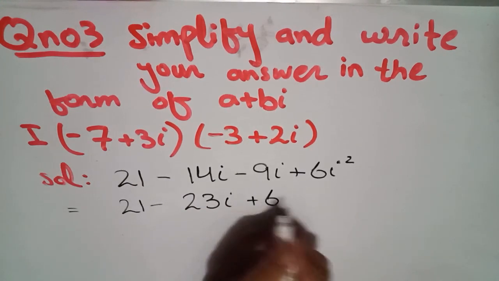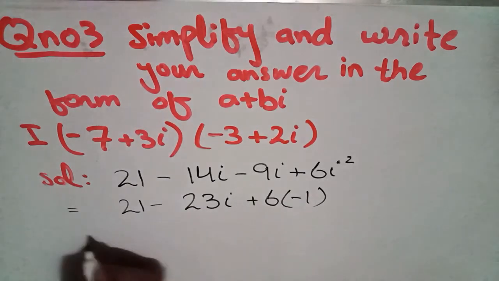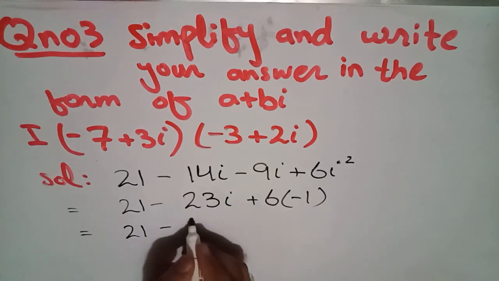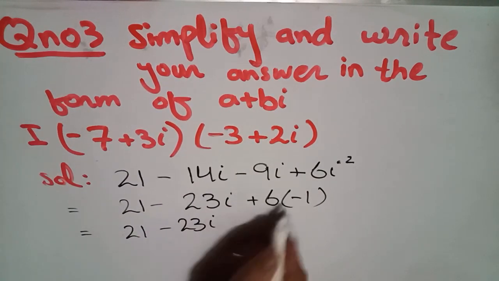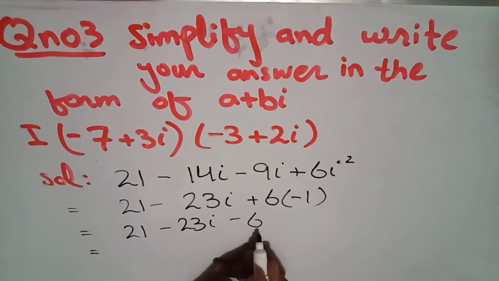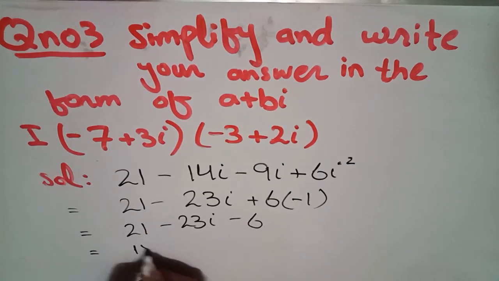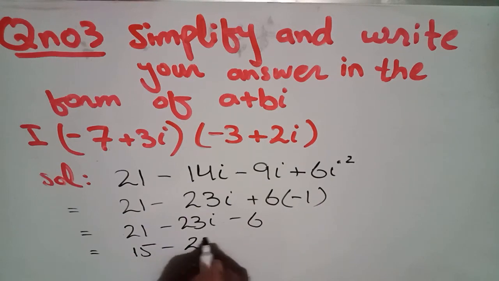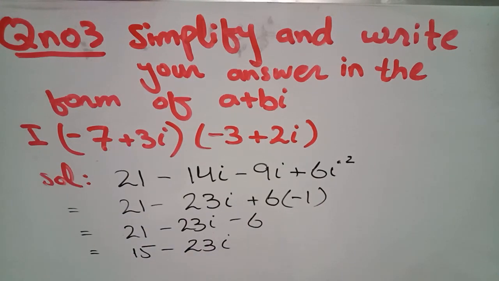So plus 6 iota square is equal to minus 1. 21 minus 23 iota minus plus minus 6. 21 minus 6 can be written as 15 minus 23 iota. So it is the answer.